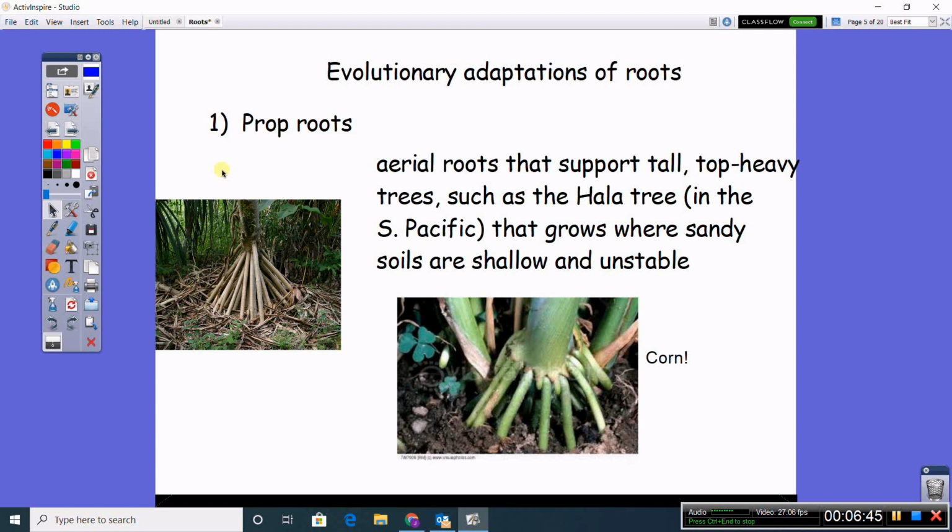So these are called prop roots. We kind of always expect roots to be below the soil. They're not always. Prop roots do what their name implies. They are there to support the stem. We tend to find them more in some tropical plants where the soil's just not as good and the plants are a little more top heavy, so they need that extra support. It can also be where the soil is a little more sandy and shallow and unstable.